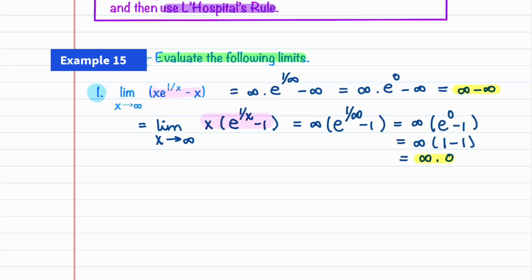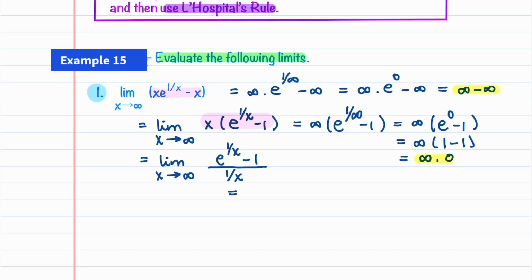So we have to take either the x or the e to the 1 over x minus 1 to the denominator. It's going to be a lot easier if we put x in the denominator. So that's what we're going to do. This is the limit as x goes to infinity. We're going to have e to the 1 over x minus 1 in the numerator. And then in the denominator, we're going to have 1 over x.